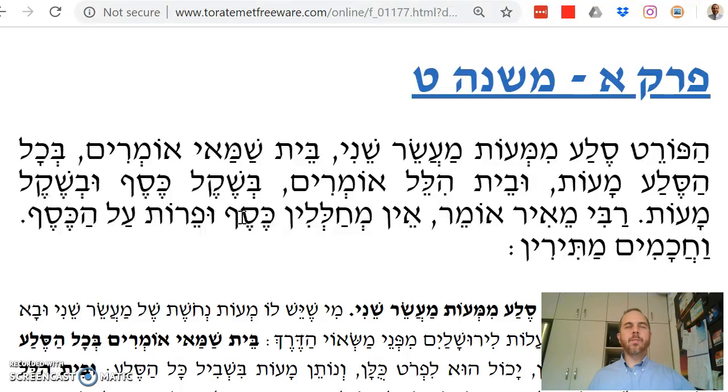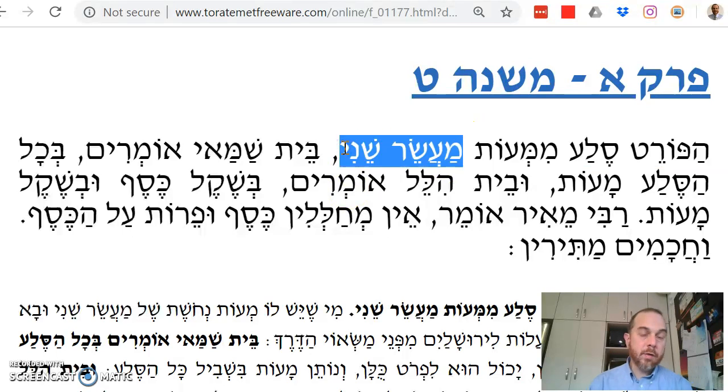Ma'aser Sheini is the produce of the second, third, fifth, and sixth years of the 7-year Shemitah cycle. That's a tenth of the produce that the person has to designate and take to, and eat in Yerushalayim. The way you would do it is either you have an orange orchard, you could bring all the oranges if you want, or you could transfer it onto prutot, which are nechoshet, and then bring the prutot to Yerushalayim.